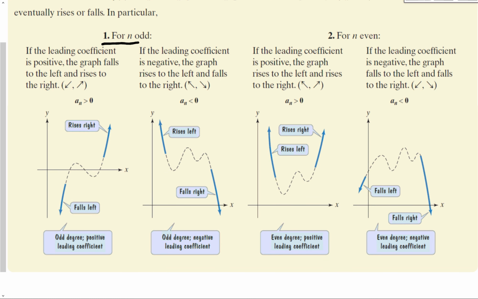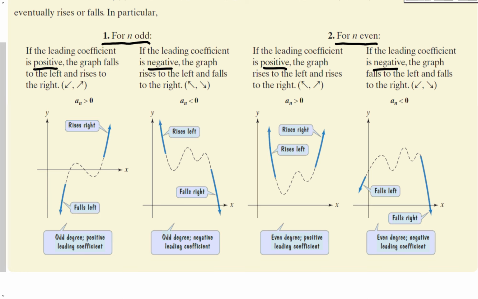When n is, we sort of have four things. We look at the exponent and we see whether it's even or odd. Okay, we look at the leading coefficient and see if it's positive or negative, depending on what the exponent is, even or odd. Now we can tell what's going on.